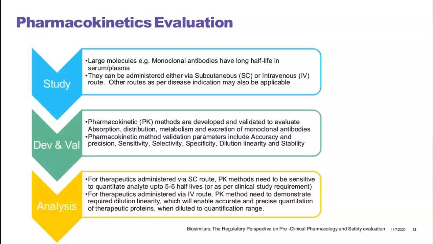The drug can be administered either by subcutaneous or intravenous route, and at different time points we collect the blood, separate the plasma, and give it to the bioanalytical team. The methods are already developed and validated. Using that validated method, they conduct the complete analysis of the samples, and it will be incorporated using the Phoenix WinNonlin software. So we can do the complete analysis of the pharmacokinetic parameters.